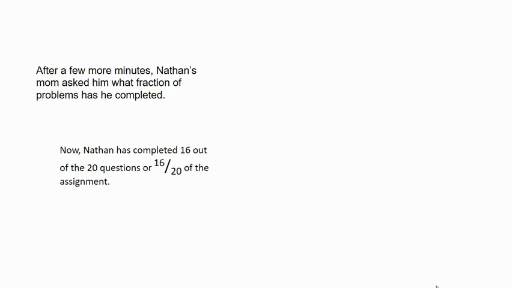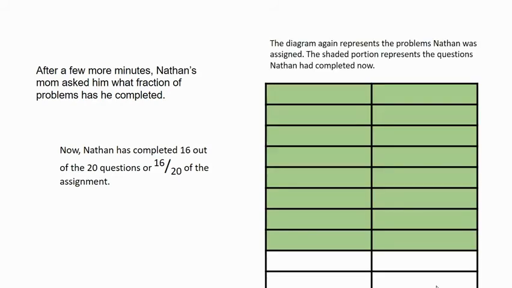After a few more minutes, Nathan's mom asked him what fraction of problems he has completed. At this point, Nathan has completed 16 out of the 20, or 16/20 of the assignment. We're going to use the same type of diagram. Shaded means the ones he's completed. Unshaded are the ones he has not.